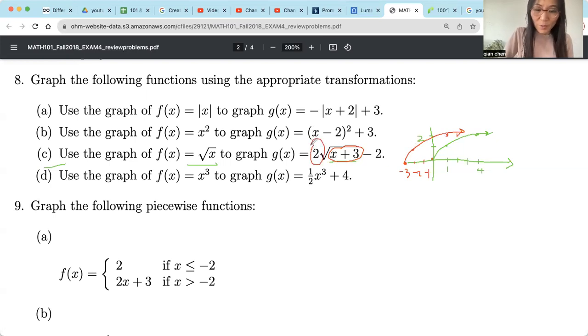Now, let's do the dilation. Dilation means every y value being doubled. Let me type in these points. So get (-3, 0).